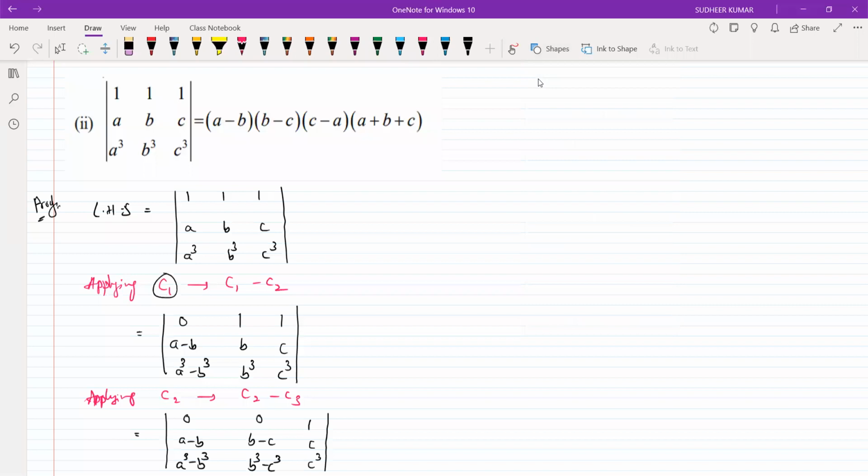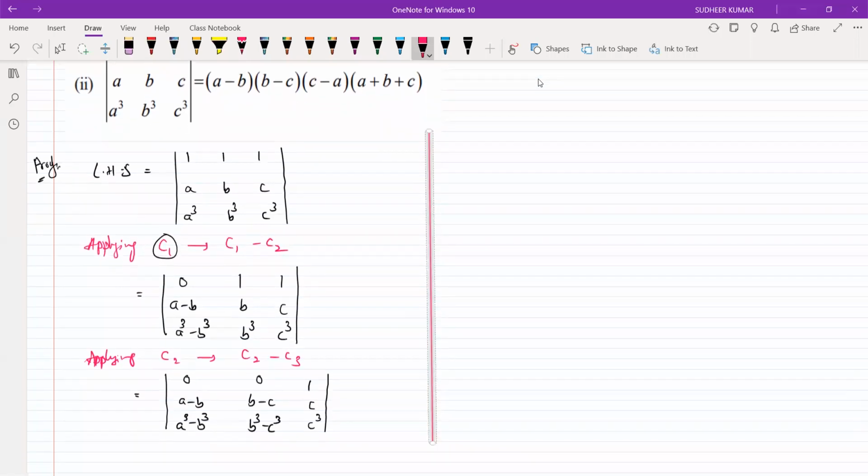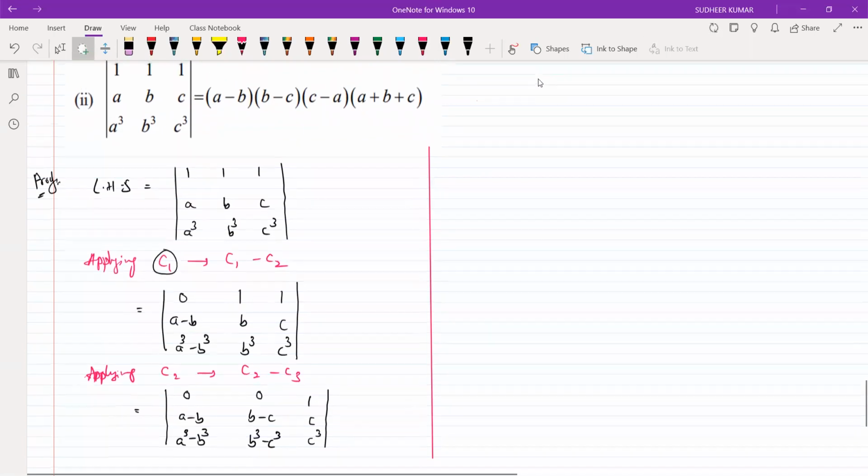Is it clear, ma? Yes, sir. Then let us go to the next step. So next what we have to do. At most the number of zeros we got, right? Yes, sir. In the first row.